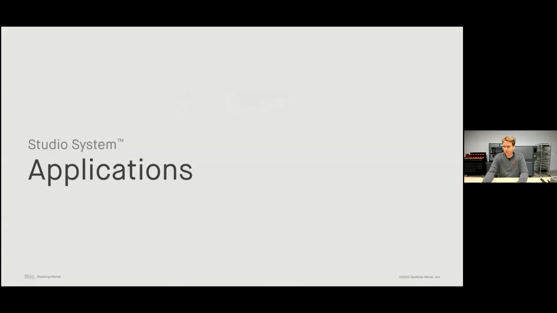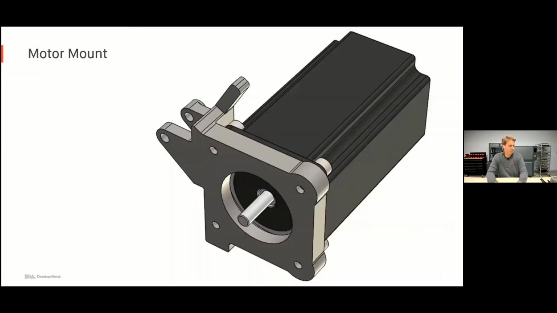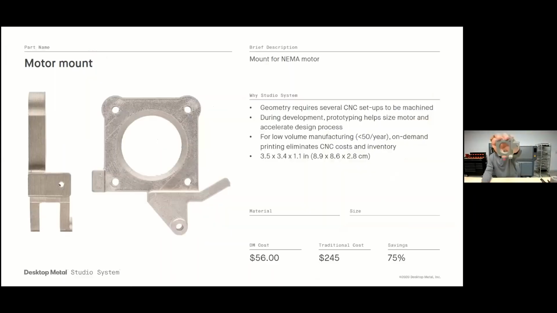So let's talk through some applications. Motor mount, part that I have with me here today. In machine design, you're constantly using lots of different motors. So for example, this is a motor mount that's used for mounting a NEMA motor. The geometry machinist would require several different CNC setups to be machined.